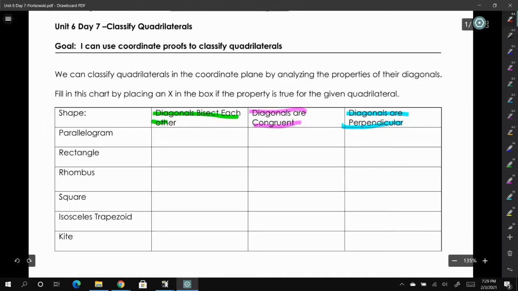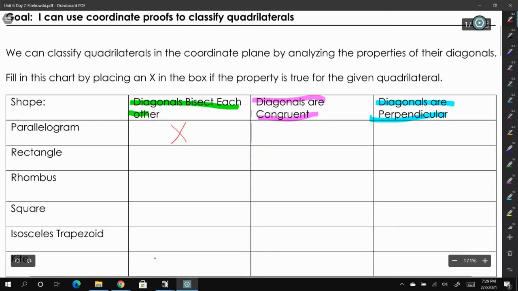So let's start with the parallelogram. In a parallelogram, the diagonals do bisect each other, but the diagonals are not necessarily congruent, and the diagonals are not perpendicular. So diagonals bisect each other is the only thing that we can for sure determine in a parallelogram. Now, if that parallelogram was a rectangle, the diagonals would still bisect each other, but the diagonals are also congruent. So that differentiates the two.